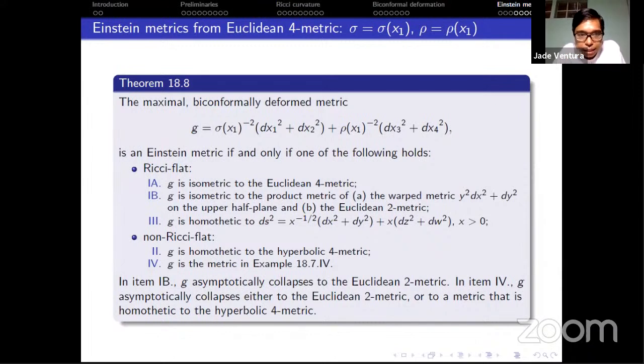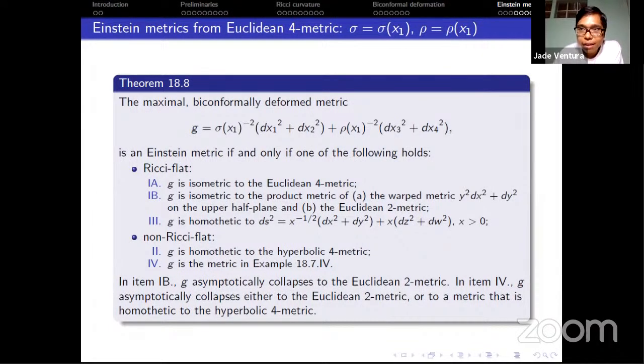Moreover, in item 1B, G asymptotically collapses to the usual metric of R2. In item 4, either G asymptotically collapses to the usual metric of R2 or to a metric that is homothetic to the hyperbolic 4 metric.